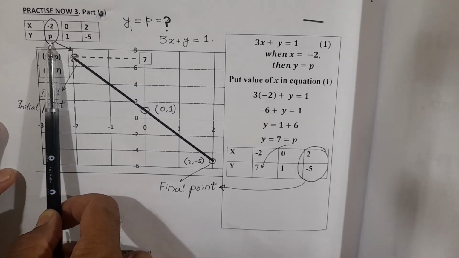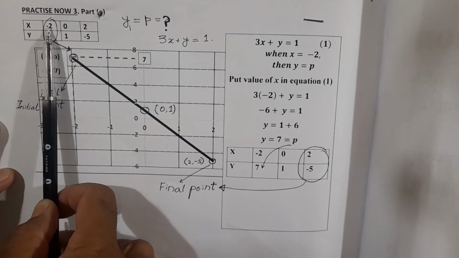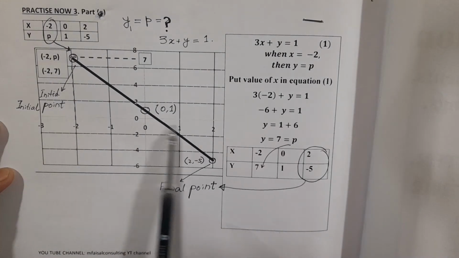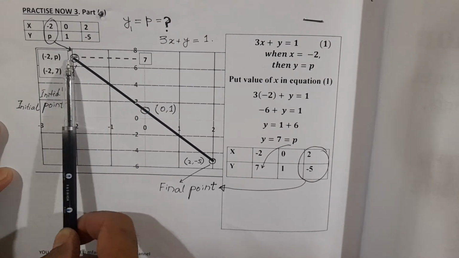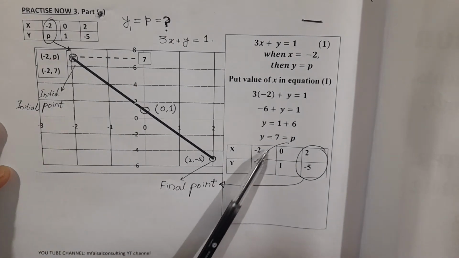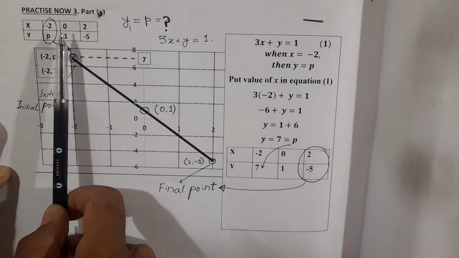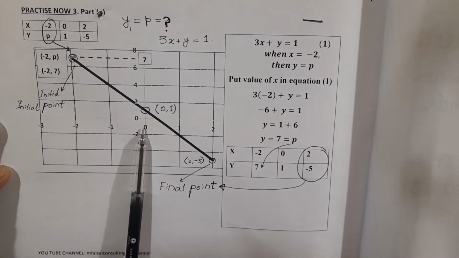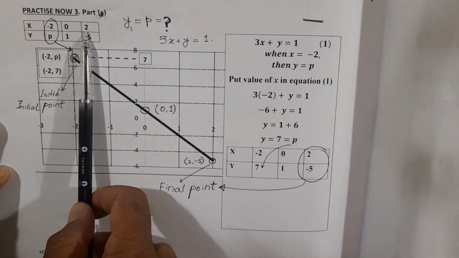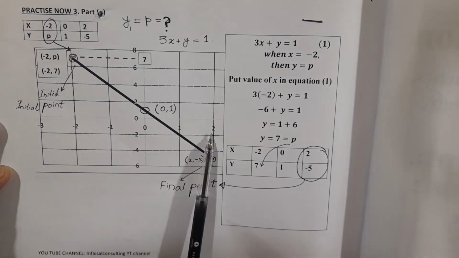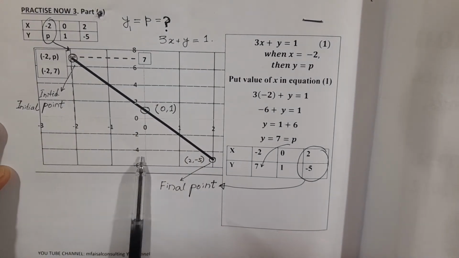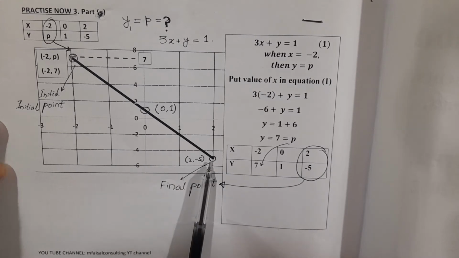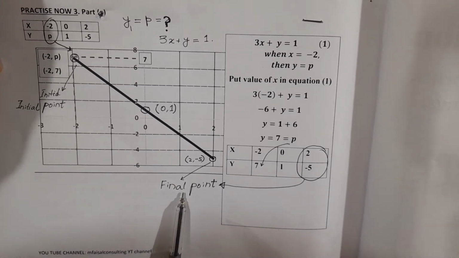So we'll be drawing a graph, x minus 2. So this is x-axis, minus 2, y is 7. We have just found the value of y, 7. X is 0, y is 1. X is 2, y is minus 5. This is x-axis, x is 2, y is minus 5. So this is the final position.